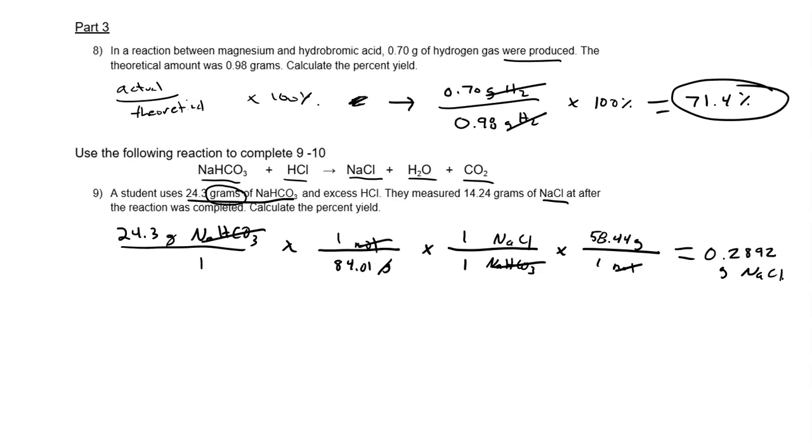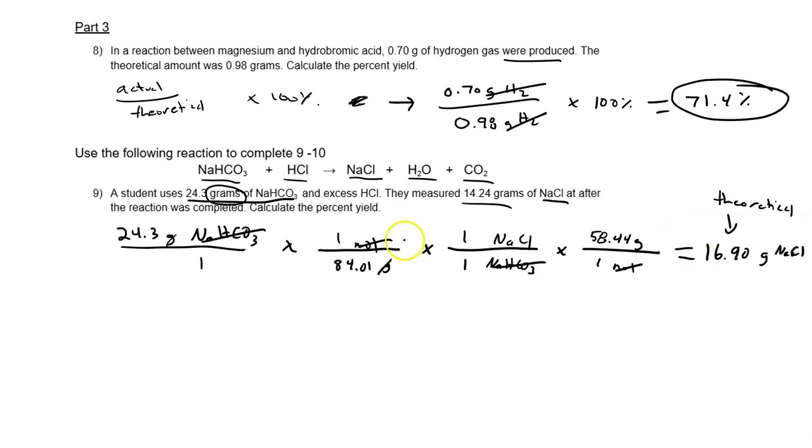So, excuse me. That is not at all correct. That will give me 16.90 grams NaCl. So, this is theoretical. All right, so whenever we calculate an answer, that's our theoretical value. Our actual value is 14.24.